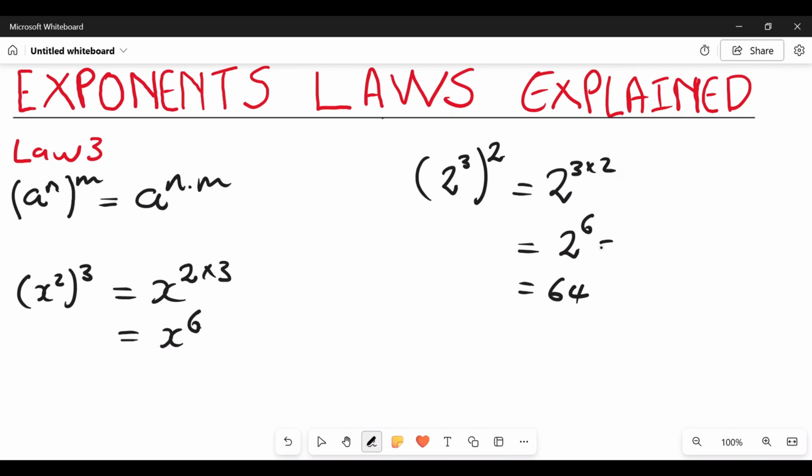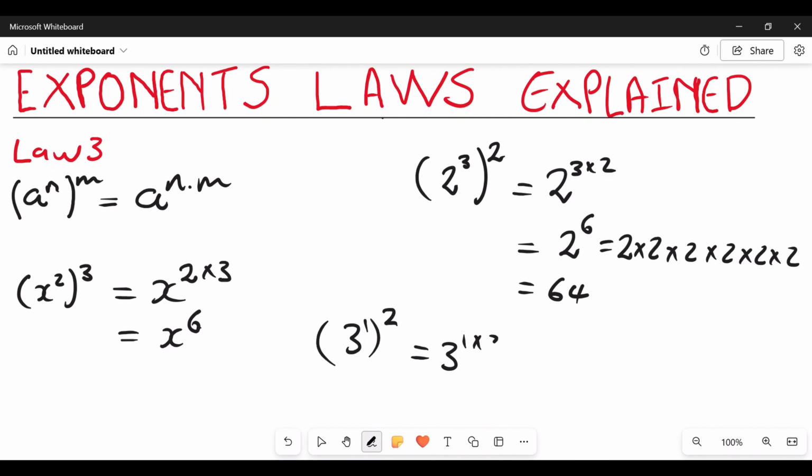Let's expand it there. It's 2 multiplied by 2, that's 2 times, multiplied by 2, that is 3 times, multiplied by 2, 4 times, multiplied by 2, that is 5 times, and one more makes 6 times. Now if you put this on a calculator, this is going to give you 64. This is basically what it means when we have something like this. Sometimes you can be given something like this. Maybe you have 3 to the power of 1, and then we have 2 there. Again, this is the same as the base 3, with the exponents 1 multiplied by 2, and this is going to give 3 to the power of 2, and that at the end is going to give you 9.